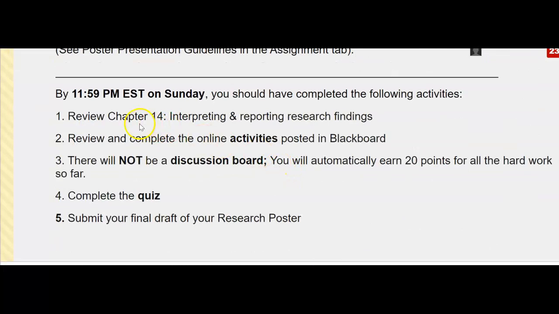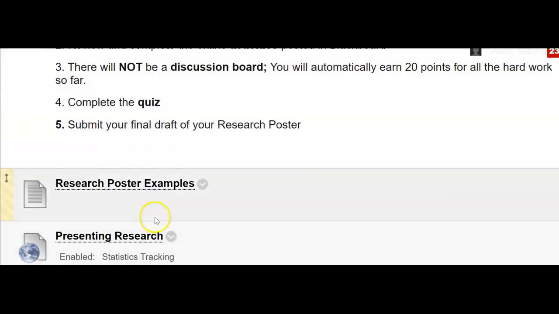So again, chapter 14, there are not going to be any other online activities. You don't have to do a discussion board. You're automatically going to earn 20 points for all your hard work so far. You will read chapter 14 and complete the quiz just because I think it is essential information. And finally, you're going to submit your final draft of your research poster. So again, I've given you some research poster examples. They're the same as has been available for the last couple of weeks.